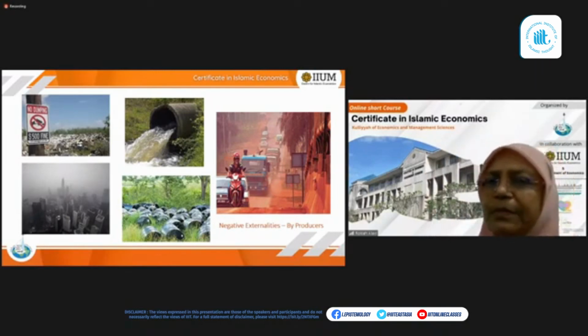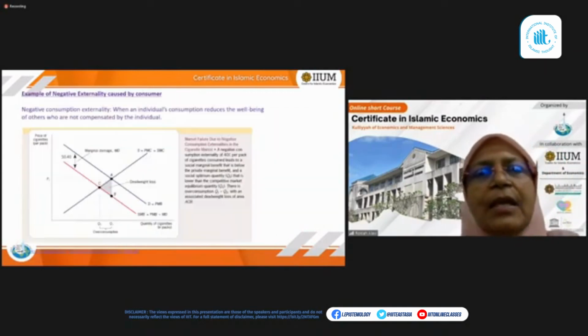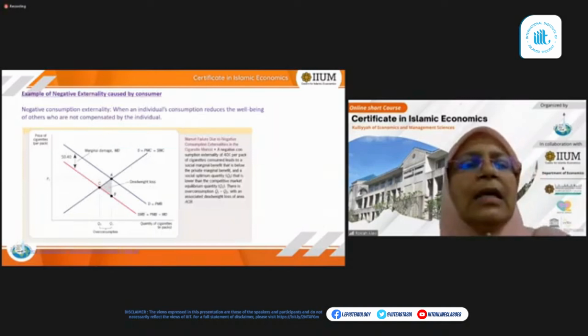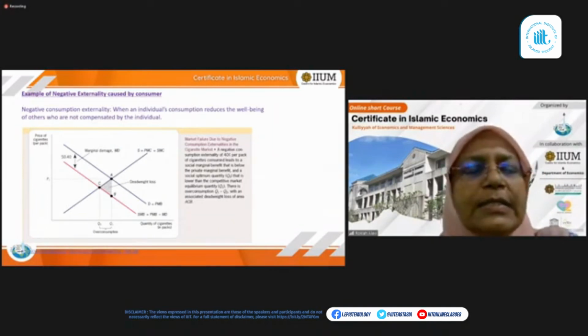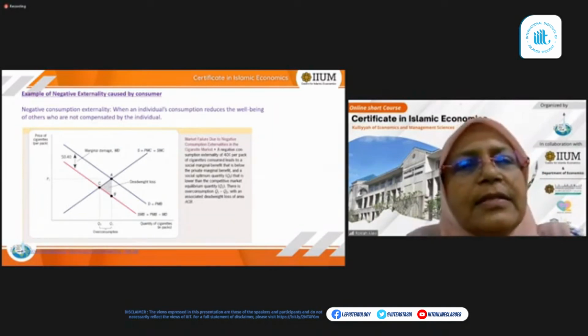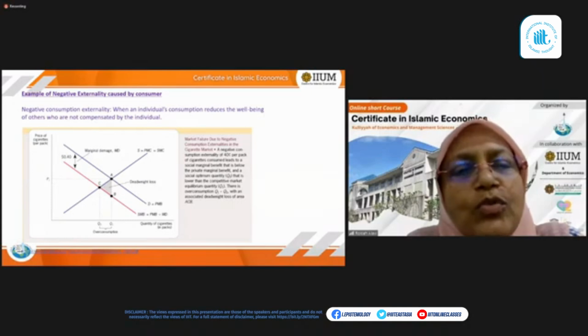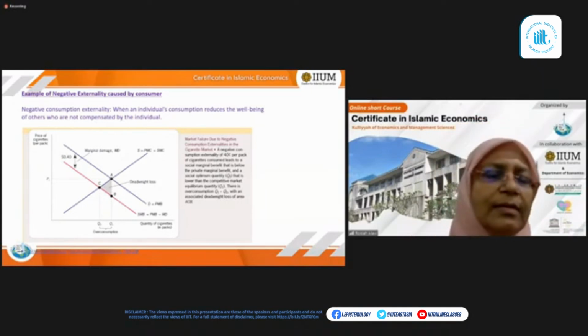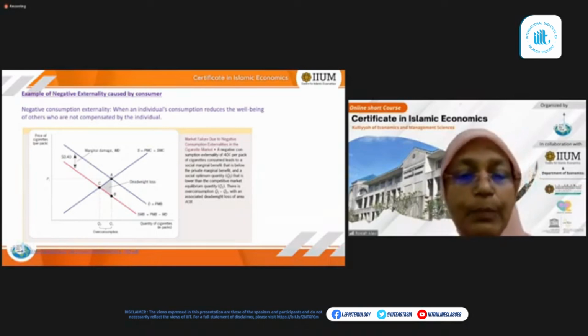I just want to show you an example so you can get an idea. Just don't worry about the graph. What I want to show is whenever there is a negative externality by a consumer, let's say someone who smokes, cigarettes are sold in the market. It's a product in the market.